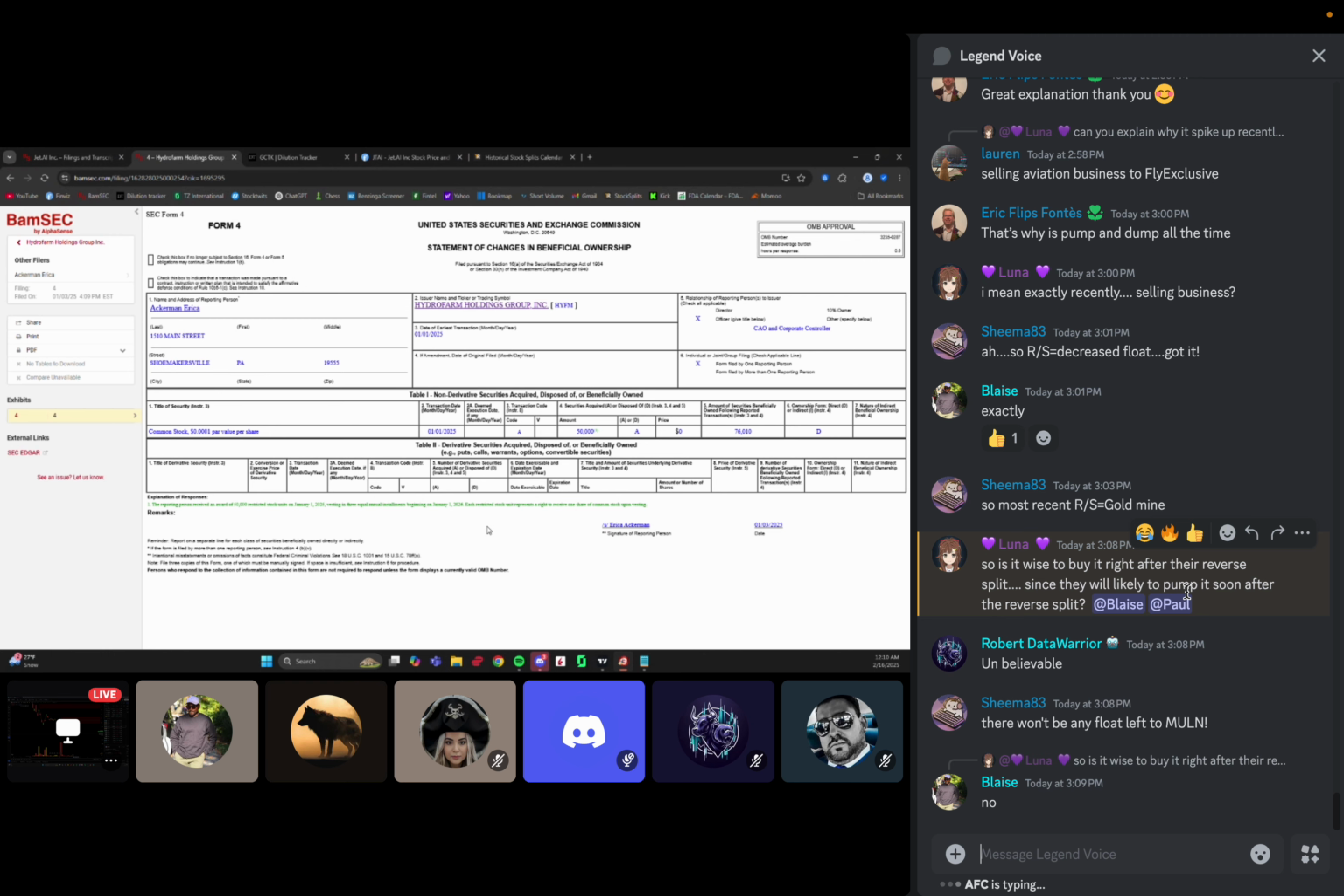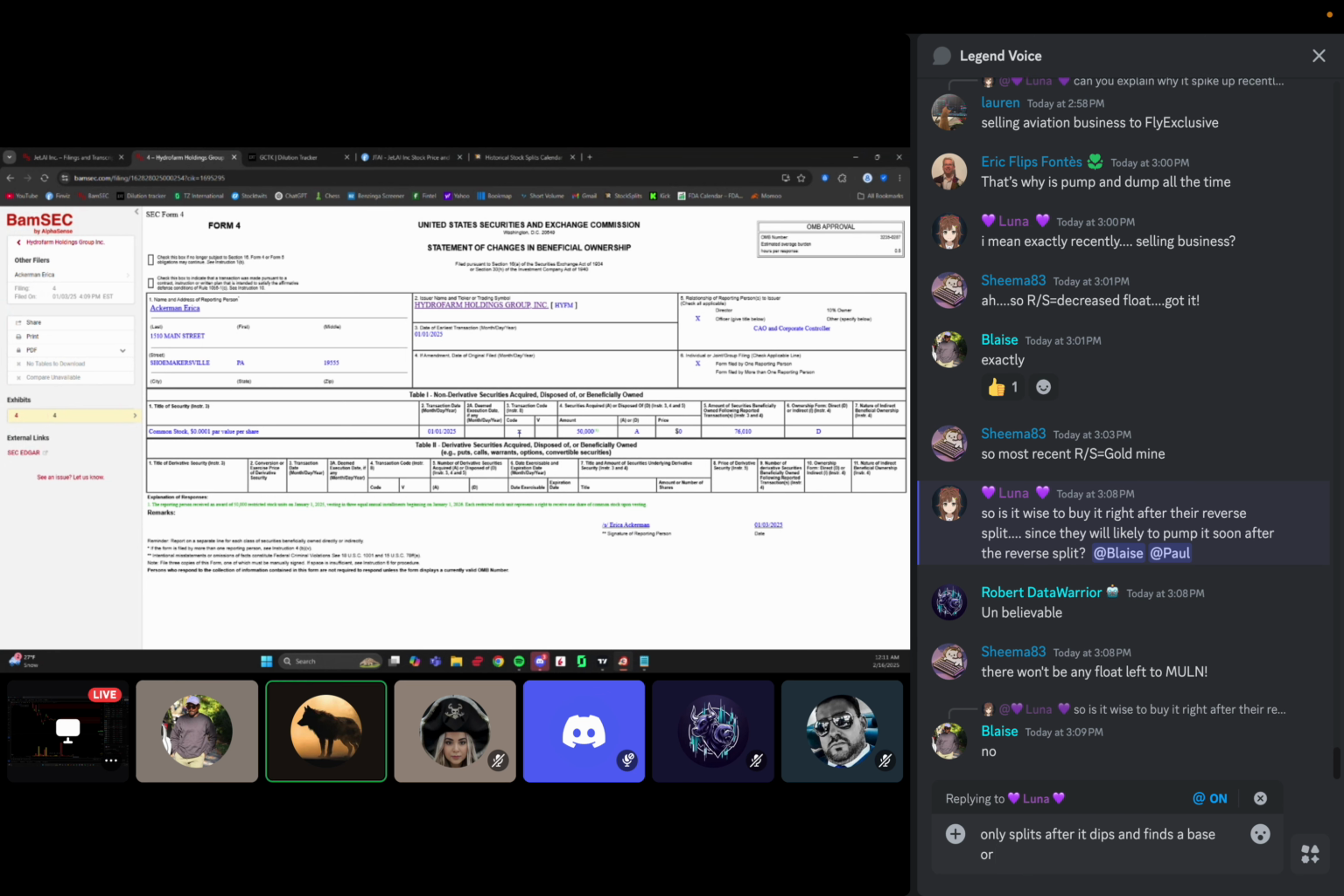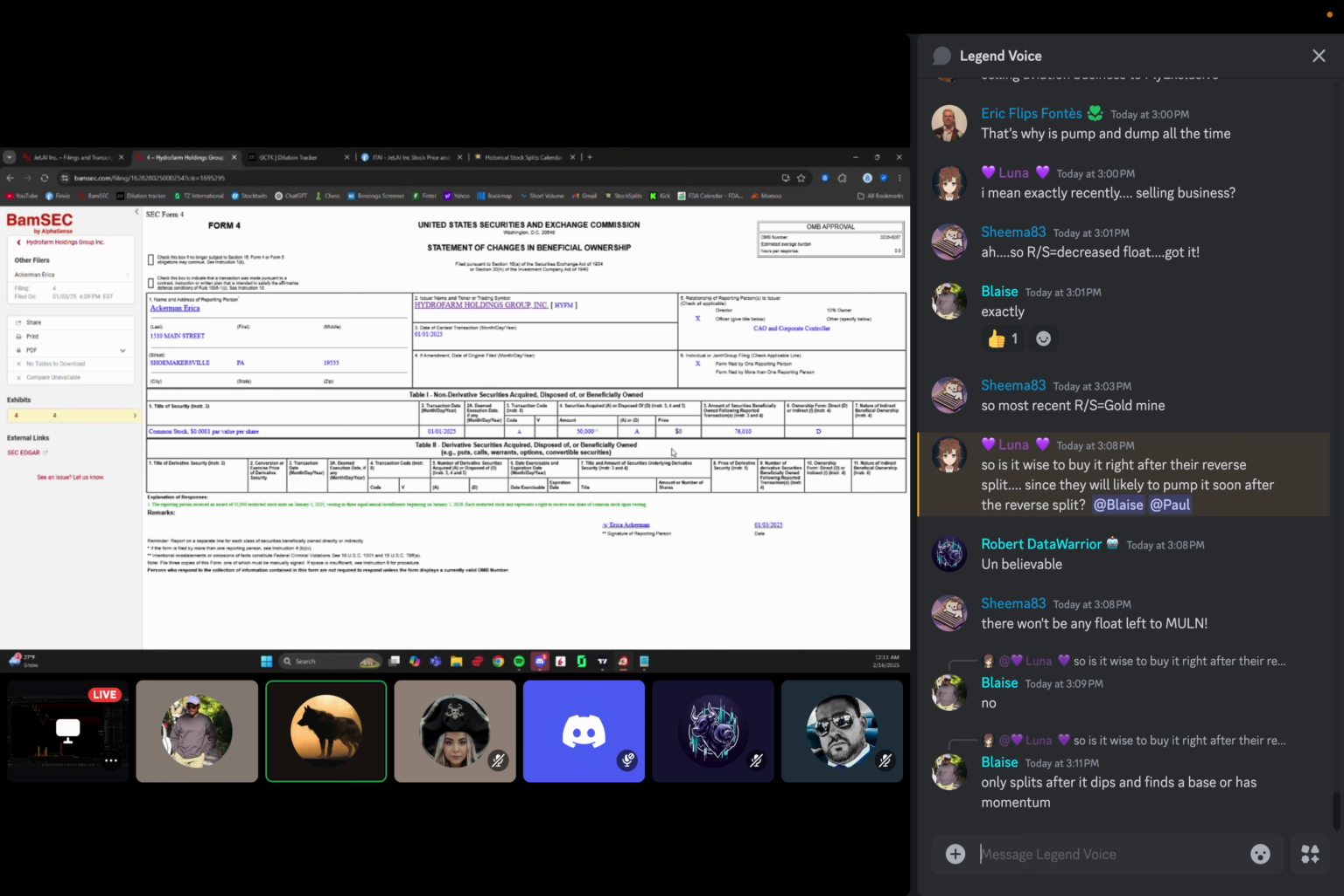So let's see the form. So here we go. The code A. The code A means a grant, award, or options. It basically gives shares away, that's why there is no price here. Price is zero. So it's given as an award or grant. Usually this leads to bearish sentiment. They give each other shares that they can separately dump. So the code A is very important, because there is no price.